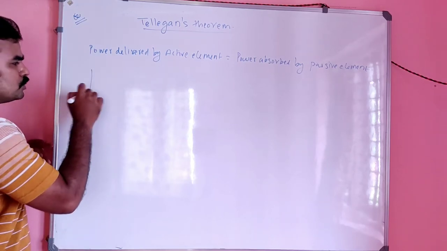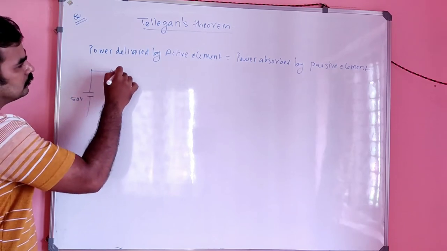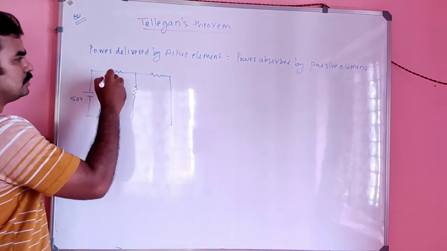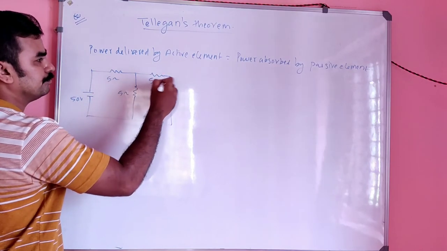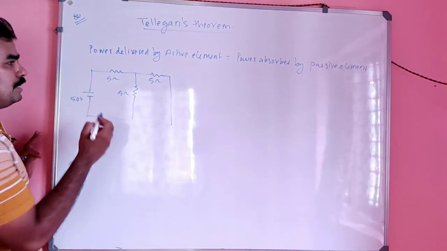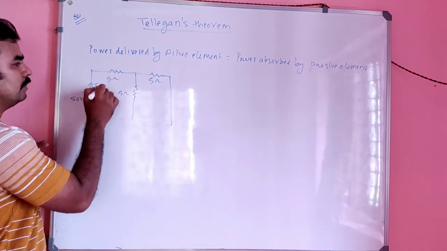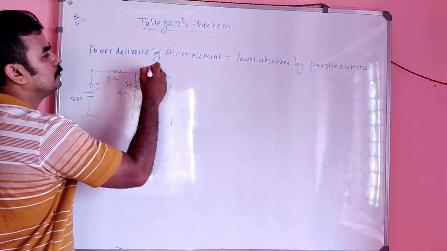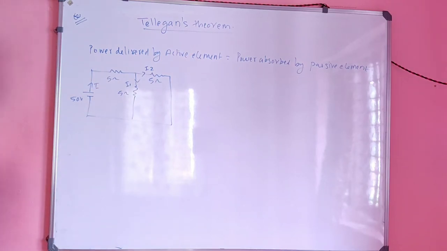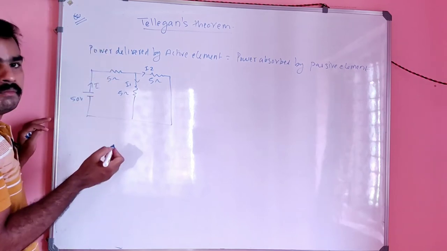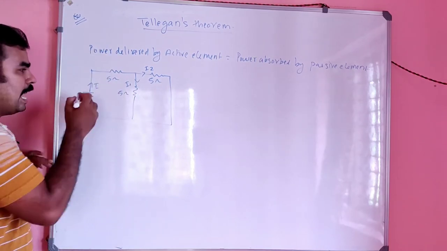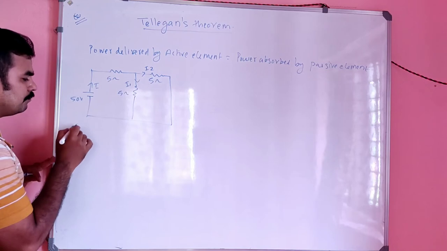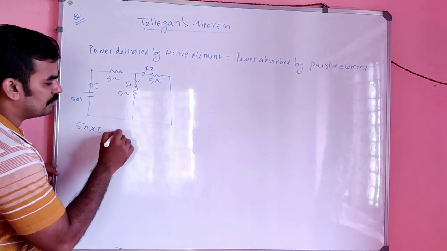For example, suppose you have a network like this, 50 volt, and this is 5 ohm. Of course, there will be a current I due to this resistance, and there will be currents I1 and I2. According to Tellegen's theorem, the power delivered by the active source, here it is only one active source, this 50 volt, is nothing but 50 into I.